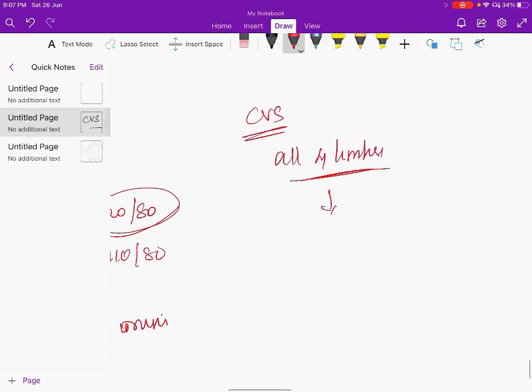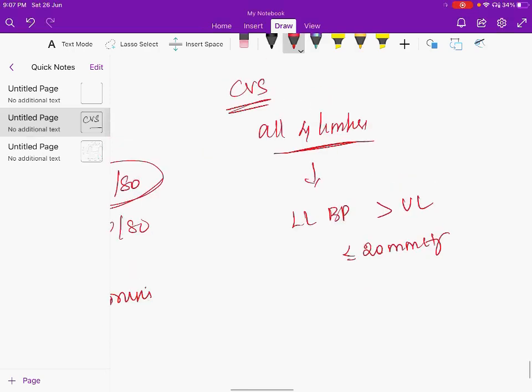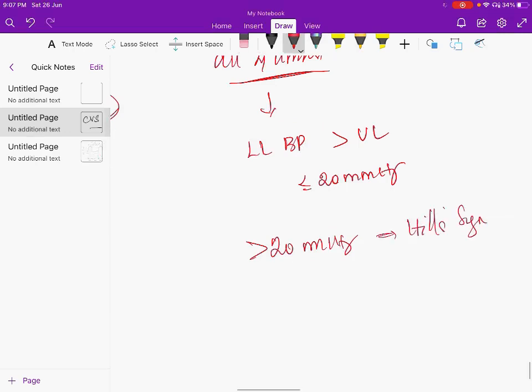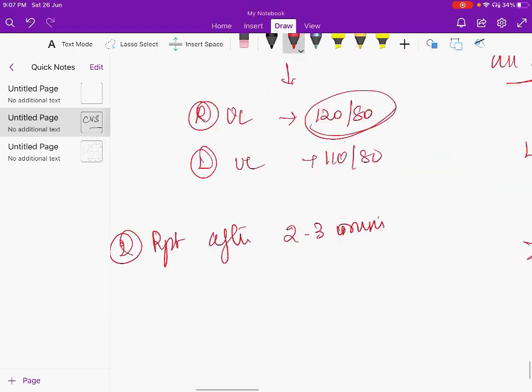Normally your lower limb BP is more than the upper limb BP by less than or equal to 20 millimeter of mercury. If it exceeds 20 millimeter of mercury, we call it Hill's sign, which was once considered a sign of AR, but is no longer considered one. It has been removed.